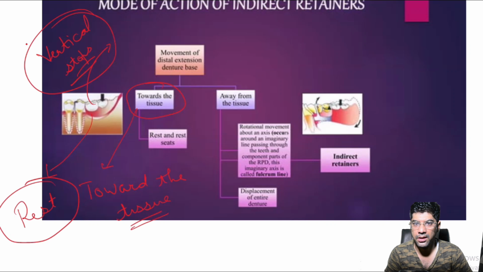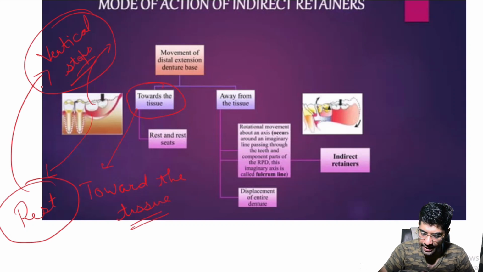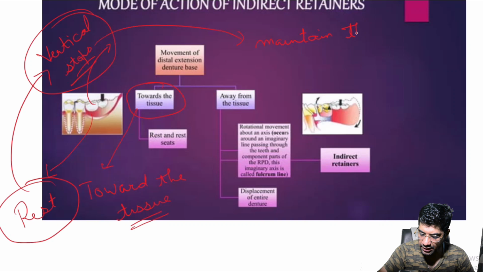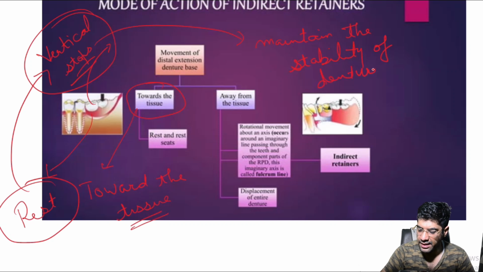So what role do rests play in managing forces that push the denture downward? These rests would act as a vertical stop, preventing the denture from being pushed downward toward the tissue. So that helps to distribute the occlusal forces more evenly and maintain the denture stability. So vertical stops will maintain the stability of denture.